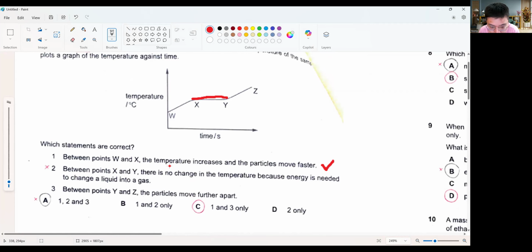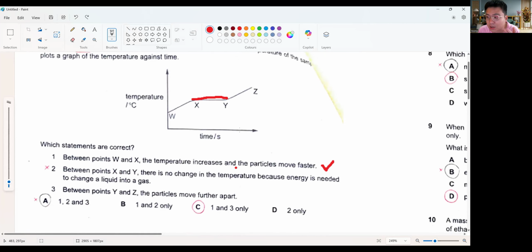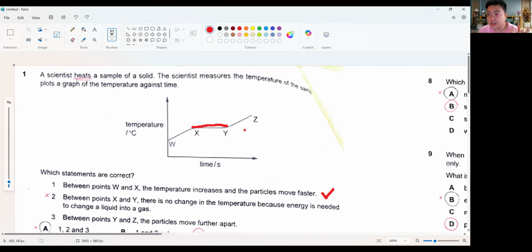So let's see what this one here says. There is no change in temperature because energy is needed to change a liquid into a gas. Okay, so the problem is "a liquid into a gas", because it might be a solid to a liquid. You know what I'm saying? It's not 100% liquid to gas. So you see here, the question already says very clearly, it is heating a solid. That means starting from this W here, it should be a solid. So if here is a solid, here should be a liquid.